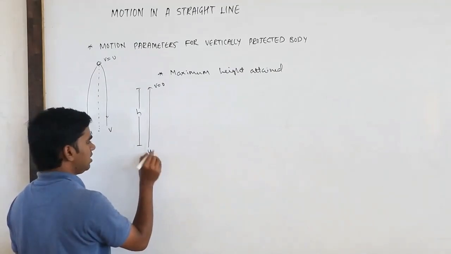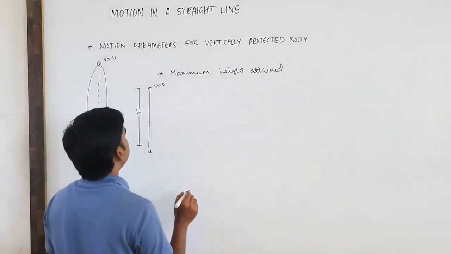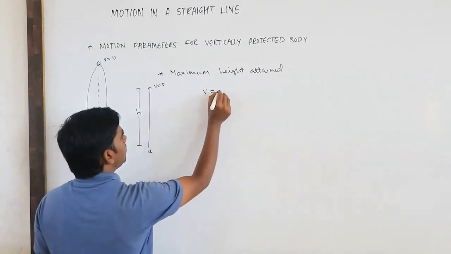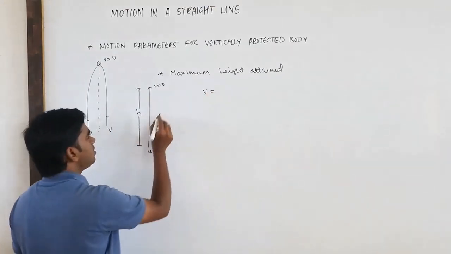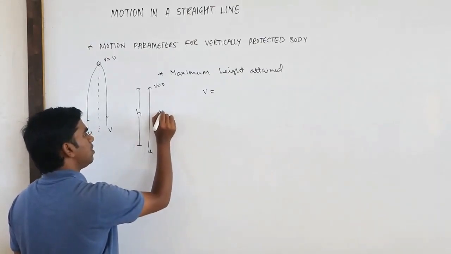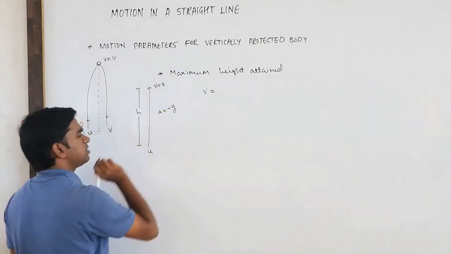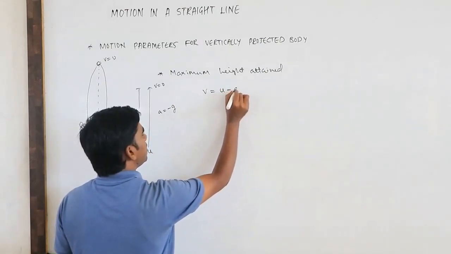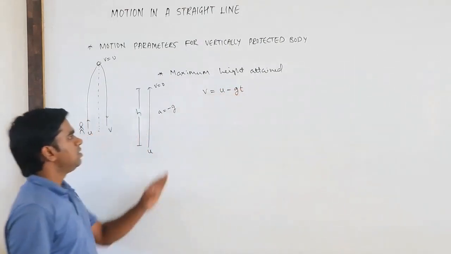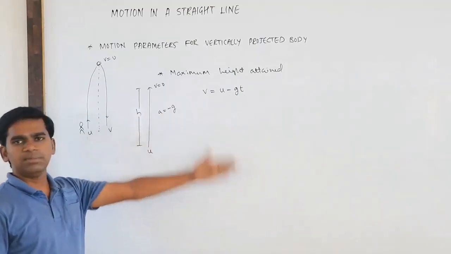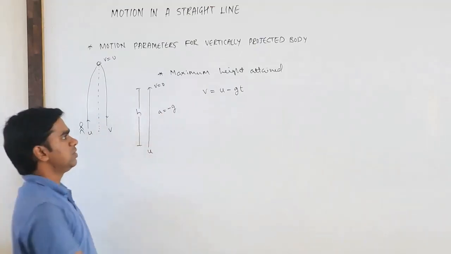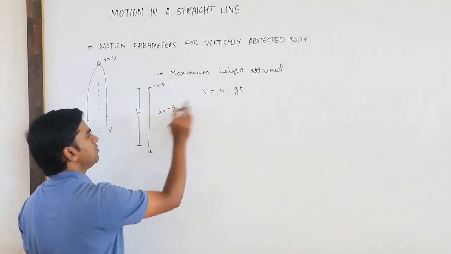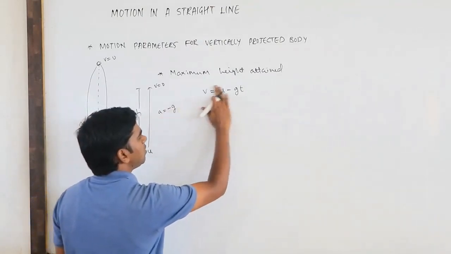Okay, so how can we find this? Initial velocity is u. So what can you write? v equals u minus g into t, since moving upward means a equals minus g. If you use this equation, h is not present in the equation. So you cannot get the value of maximum height h from this equation, so you cannot use it.